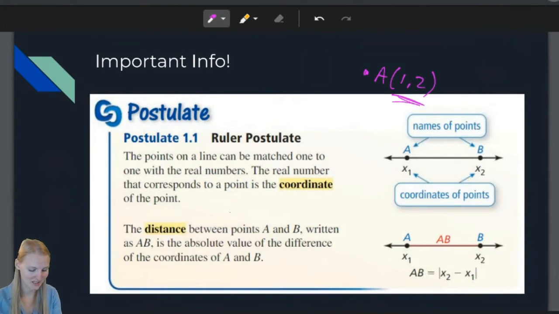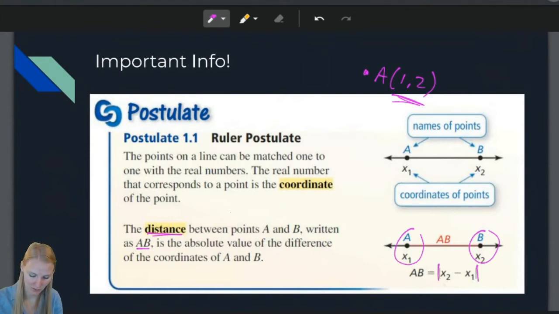All right, and the distance between points A and B, written as AB, is the absolute value of the difference of the coordinates of A and B. That's a mouthful. What it means is you take one coordinate minus the other coordinate, and you put absolute value around it.